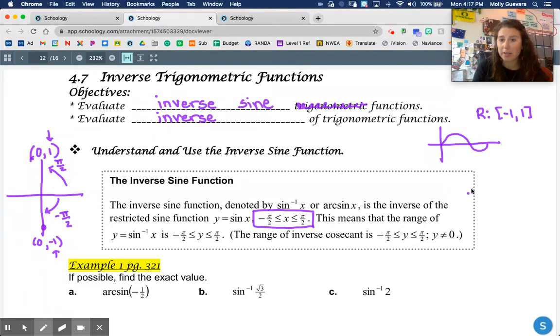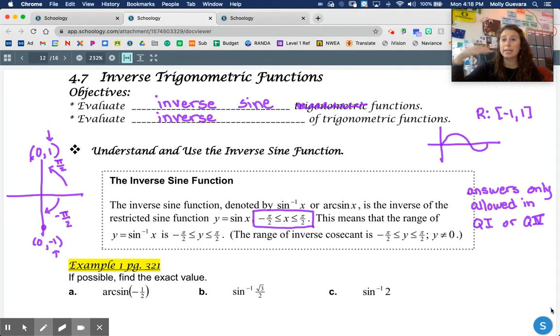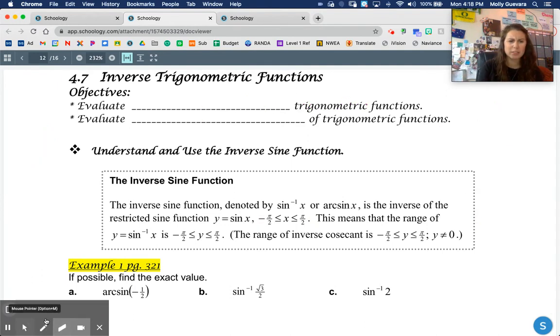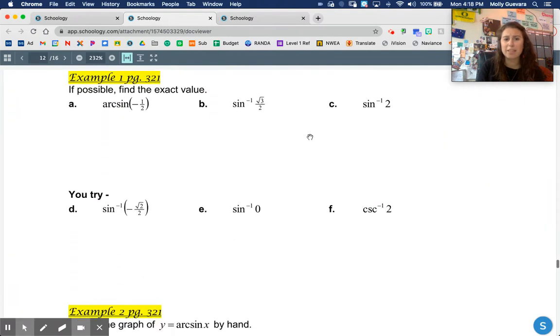So answers only allowed in quadrant 1 or quadrant 4. Okay, so that is where I'm restricted. I'm restricted to quadrant 1 or quadrant 4. But really all it is just thinking, okay, what angle gives me this y value, this output of sine? So let's look at a couple examples, and hopefully it's not as bad as it sounds.